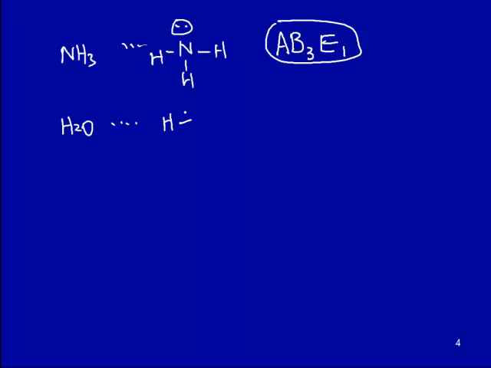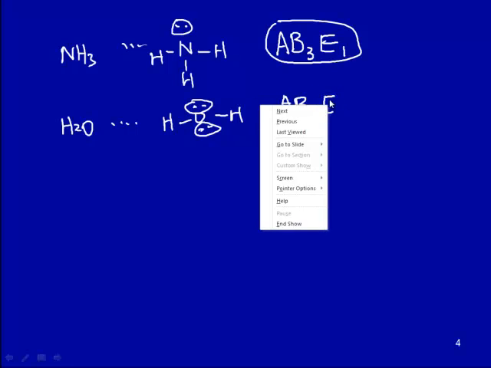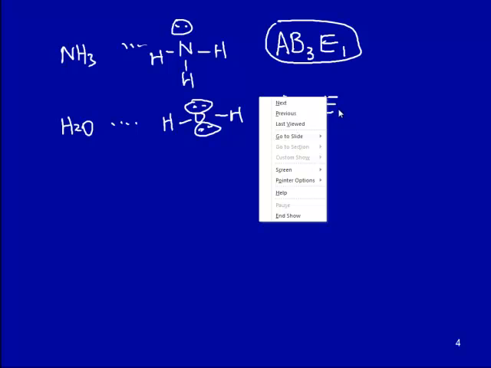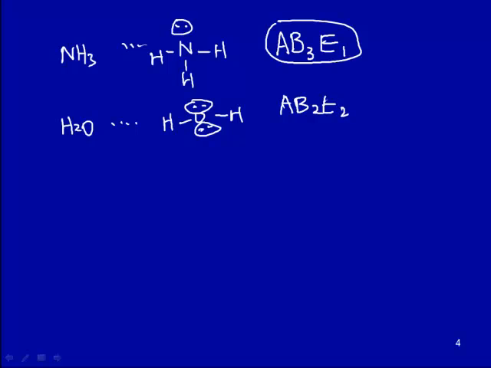Move on to the water. You'll have H, O, and H. As you can see, they should have AB2 because there are 2 bonded elements, in this case 2 hydrogens with a single covalent bond. Now you will have E2. So this one will be AB2E2.